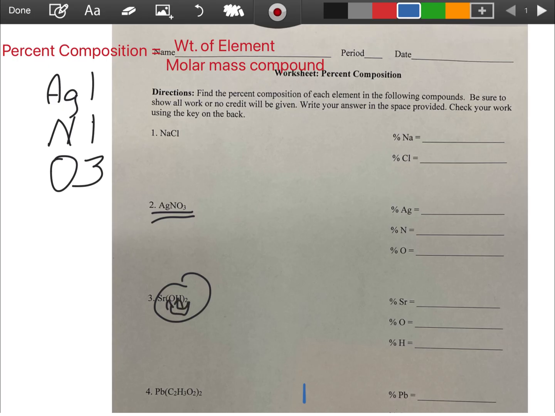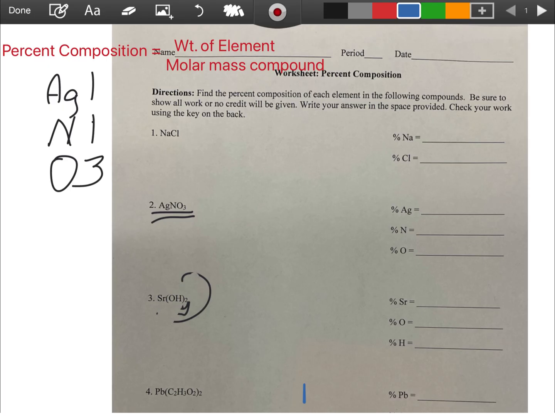Okay, so this goes back to the chapter that we did with naming, okay, and the molar mass and all that. Remember that the outside number always multiplies to everything on the inside of the parentheses only. Okay?